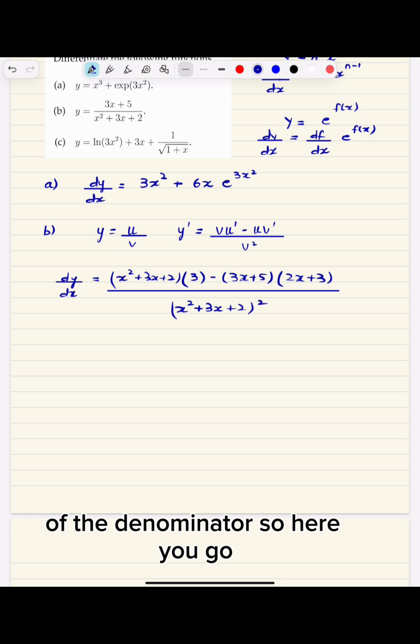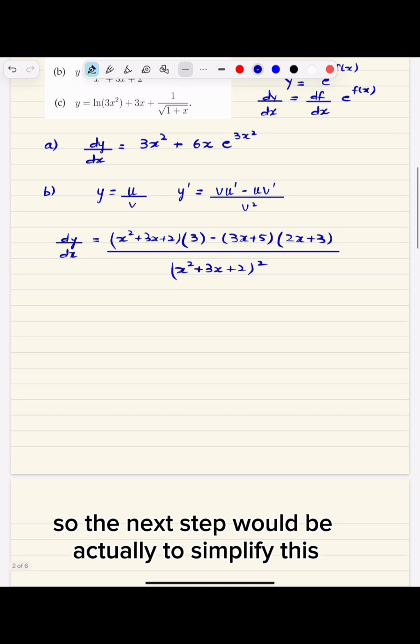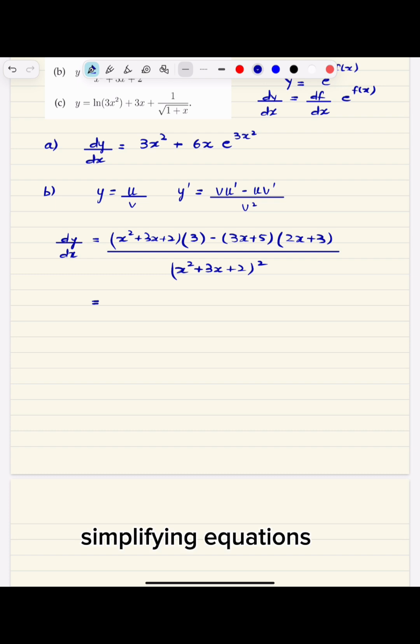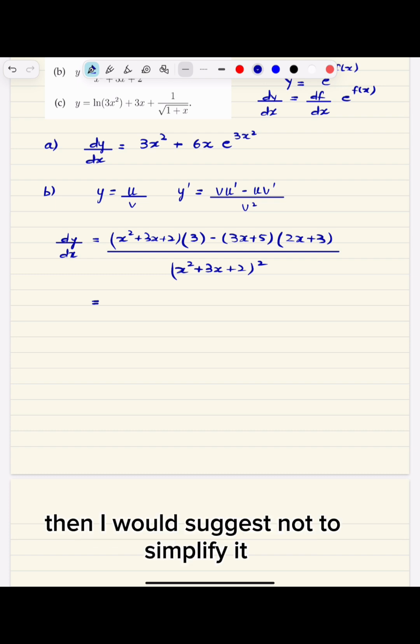So here you go. So the next step would actually be to simplify this. But if you do tend to make mistakes while simplifying equations, then I would suggest not to simplify it. Then just leave the answer here. I am going to, however, simplify it.